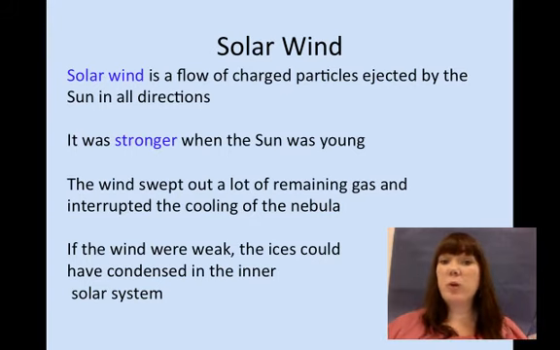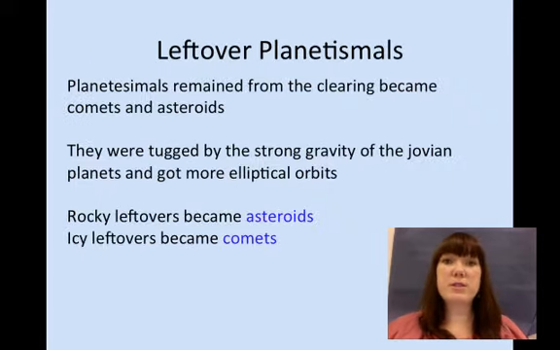If the solar wind wasn't as strong, then scientists predict that ices could have condensed in the inner solar system, but it was too hot there. It was too hot near the sun and with the solar wind for ices to condense. So those ices are only in the outer solar system.